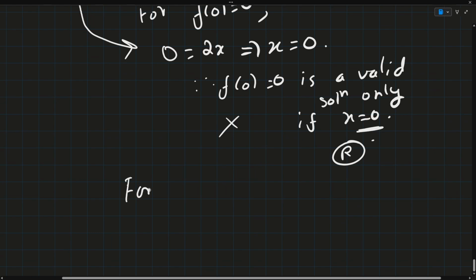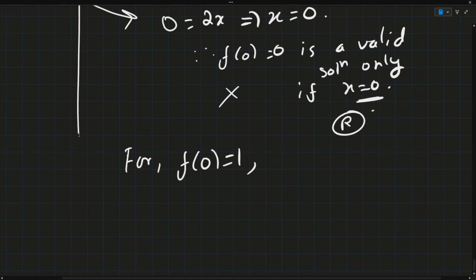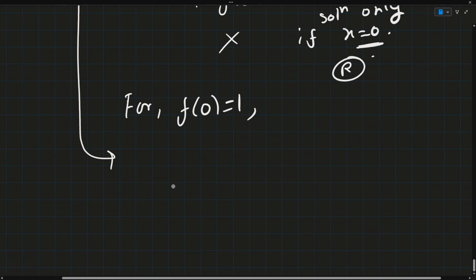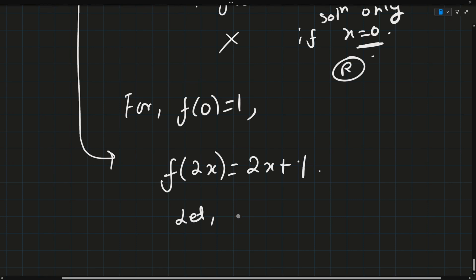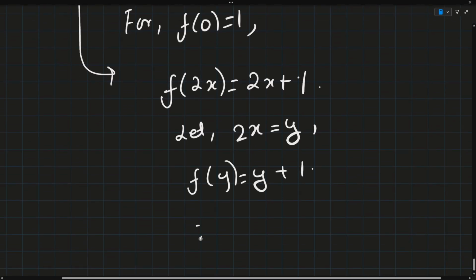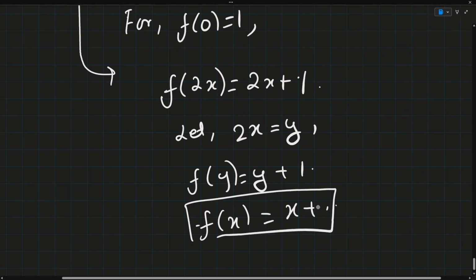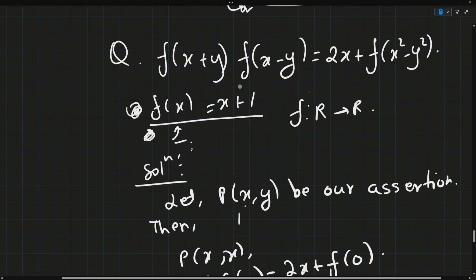So now we take f of 0 equals 1. From this same equation we get f of 2x is equal to 2x plus 1, and then we let 2x is equal to y, and then we get f of y is equal to y plus 1, which is basically f of x is equal to x plus 1.